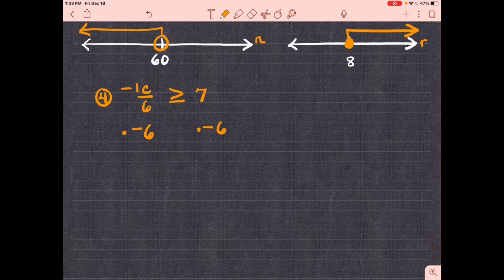I am multiplying or dividing by a negative. I need to change the sense of the sign. I need to flip it around. I need to copy it. I actually put this arrow in my work so that I won't lose track of the fact that I have flipped it when I needed to. All right, everything canceled over here other than C, and what's left over here is a negative 42.